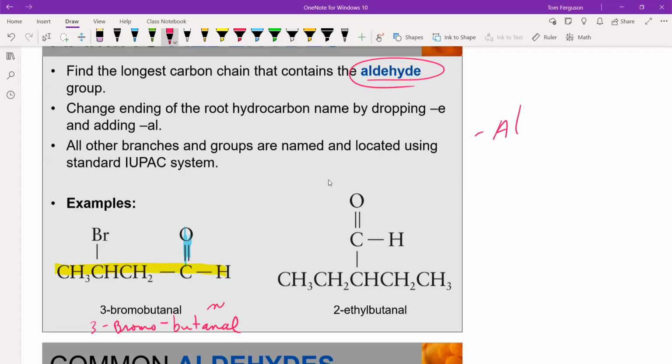Now, the problem with when I write, sometimes my A's and O's kind of merge. So whenever I do an alcohol and an aldehyde, I try to be really careful to make sure the O's and A's are distinguishable.